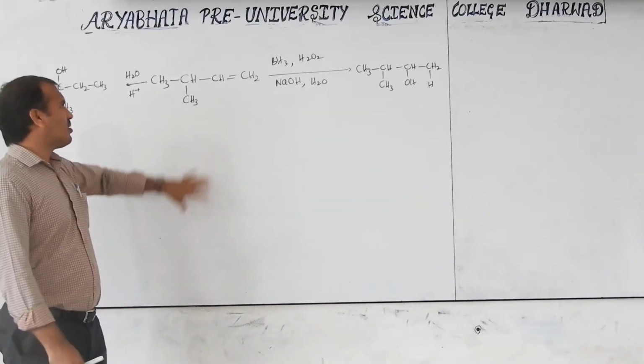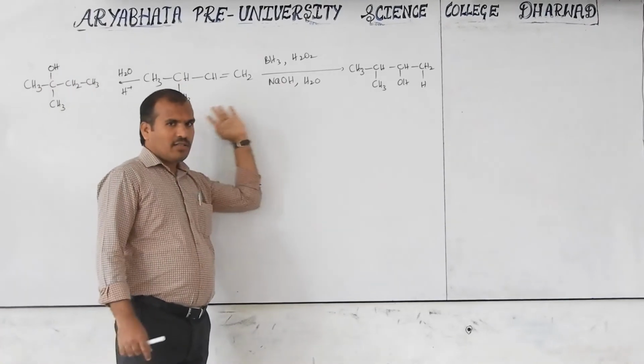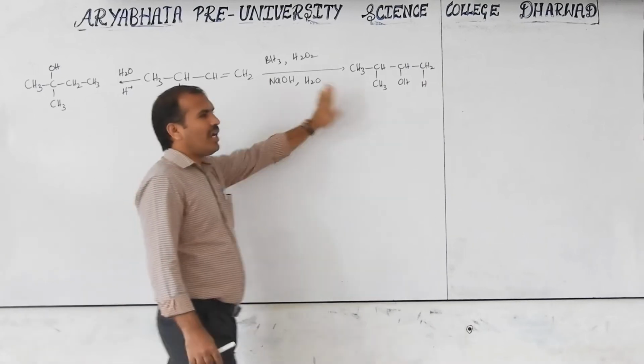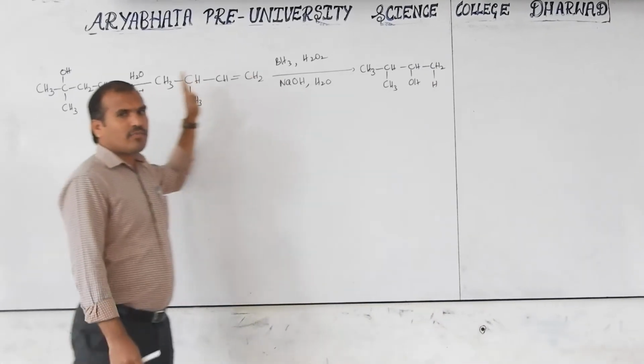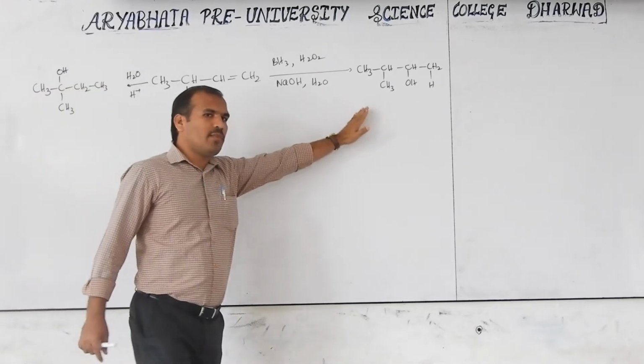In the last class, we discussed how one reactant reacts with different reagents, and then we got different products. One is the anti-Markovnikov product, another is the Markovnikov product. Here rearrangement is possible, here no rearrangement is possible.